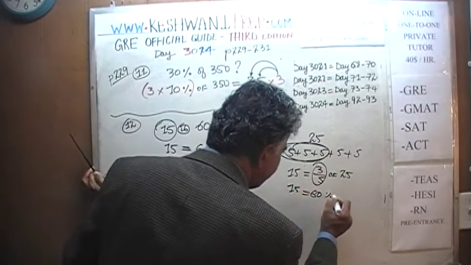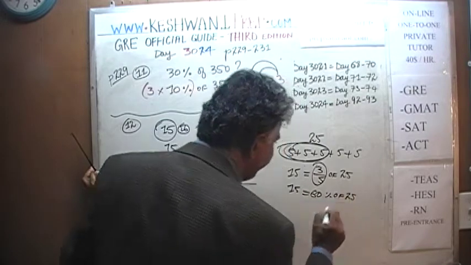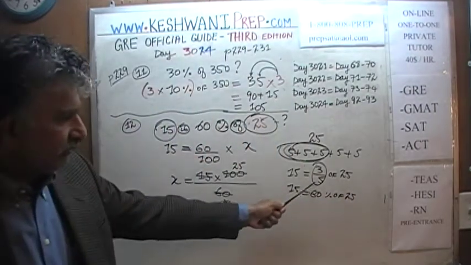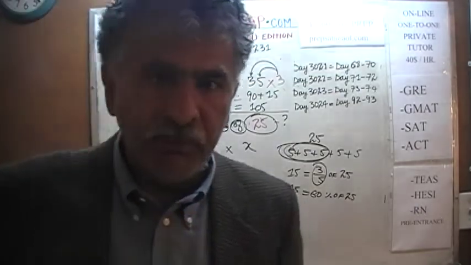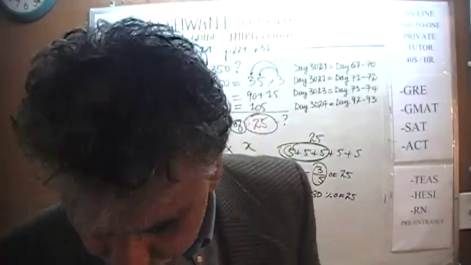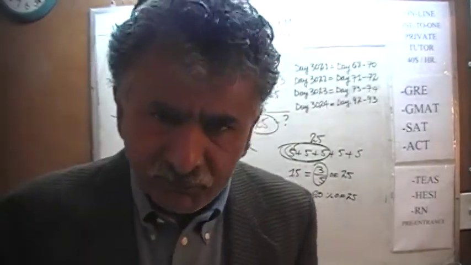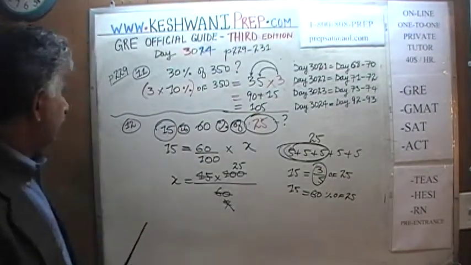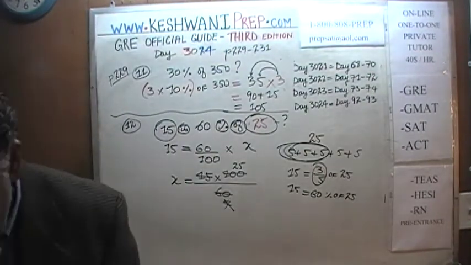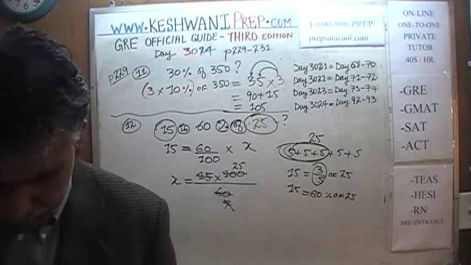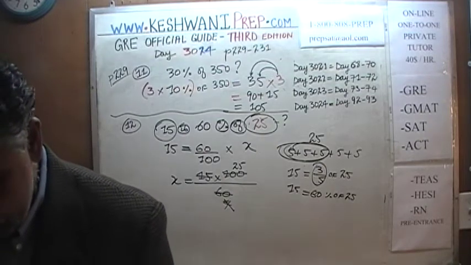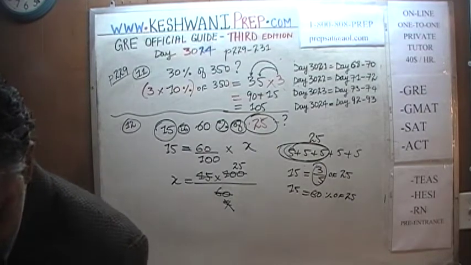15 is 60% of 25. Because that's what 3 fifths is, a fifth of something. A fifth of something is 20%. So 3 fifths must be 60%. We don't need that much explanation. It's a very simple problem. Number 13. Let's move on to number 13. And number 13 appears on the next page.